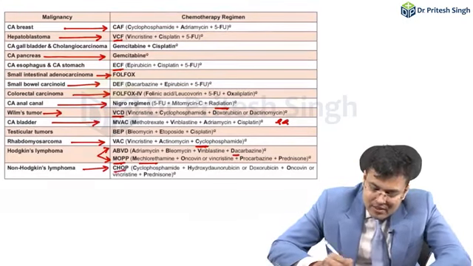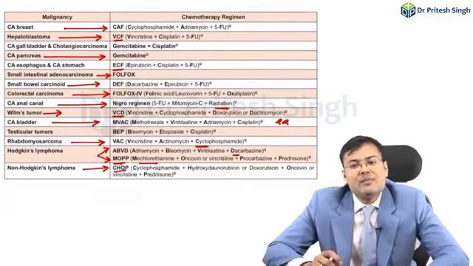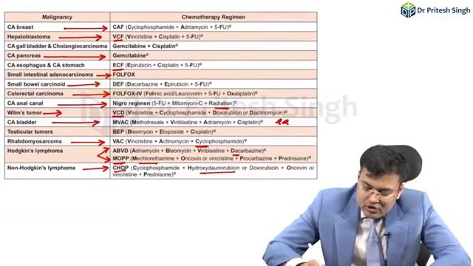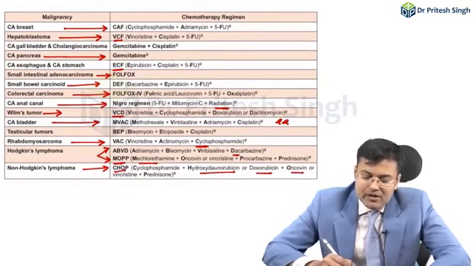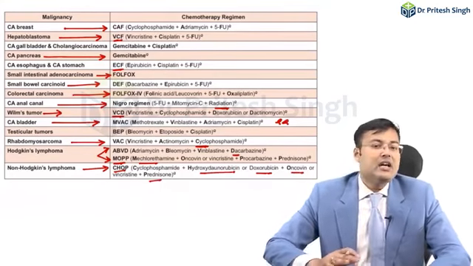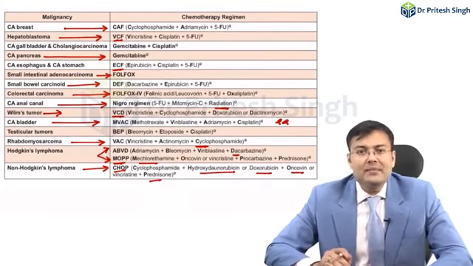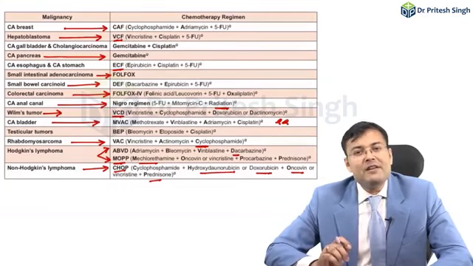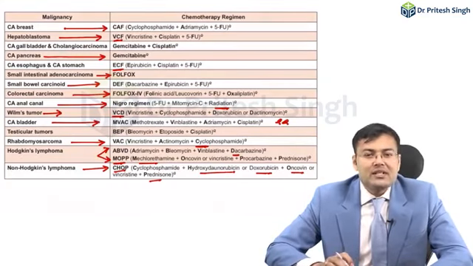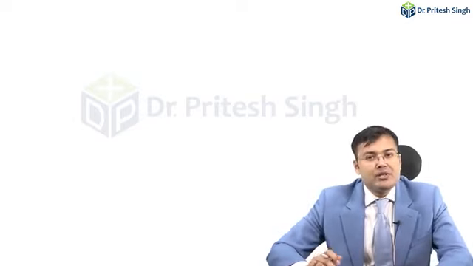And what is this CHOP regimen? This is cyclophosphamide, hydroxydaunorubicin or doxorubicin, oncovin or vincristine, and P means prednisone. This list is very important, and almost every year there is one question from this list. Since the question was about Wilms tumor, let us discuss some other important pediatric tumors.